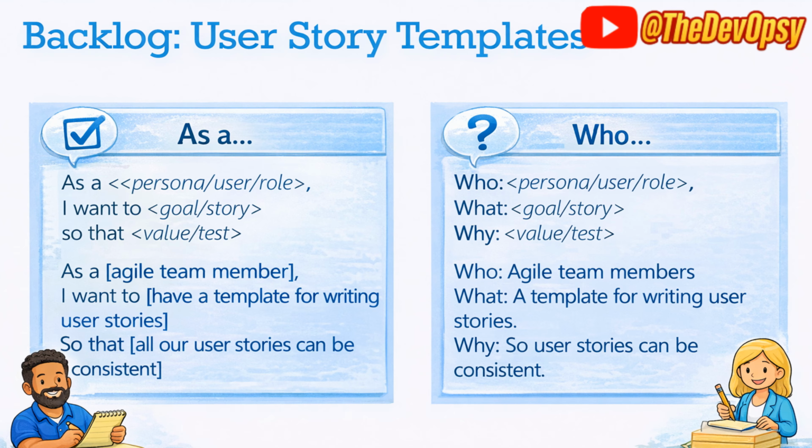So you have the person who wants to do it. You have a goal, what he wants to do, and what is the value if he does that, right? So as an agile team member, I want to have a template for writing user stories so that all our user stories can be consistent, right? So this is kind of a who, what, and why.